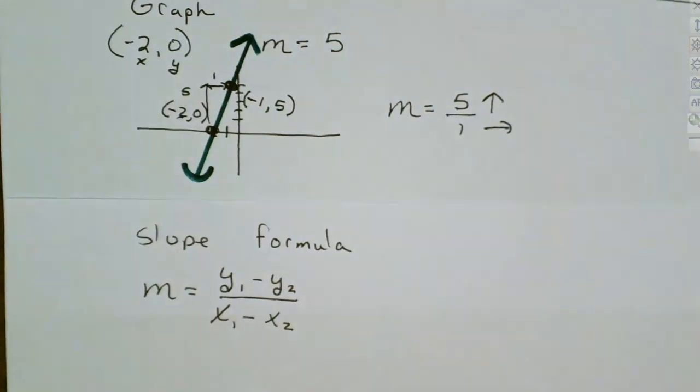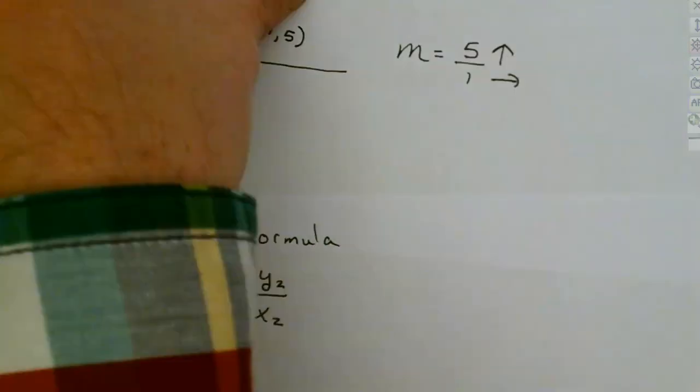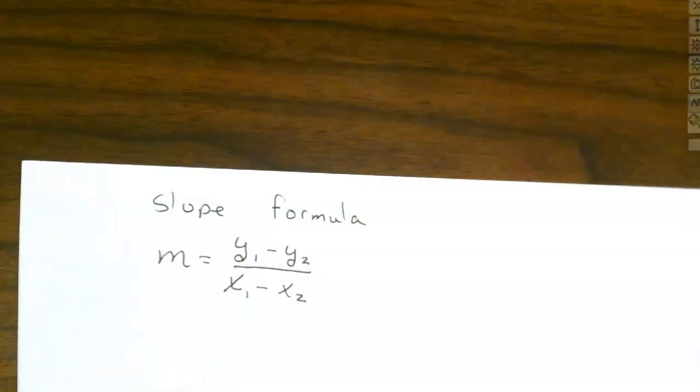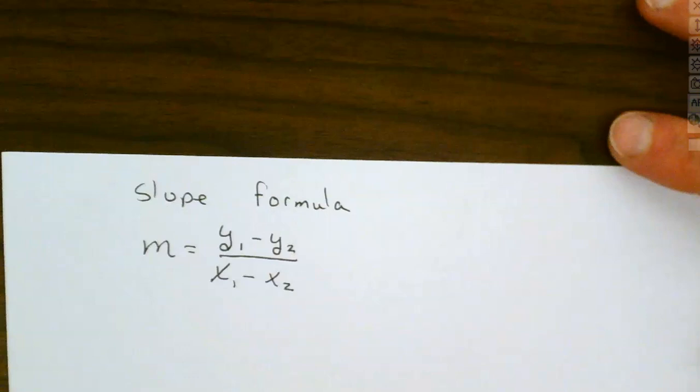The textbook may write it in a different order. They may put y2 minus y1 over x2 minus x1, but it's the same thing, as long as the y goes on the top and x goes down below. That's the only important part. I think the other way is more confusing, so I always write with 1 and 2 instead of 2 and 1. So here's our formula.